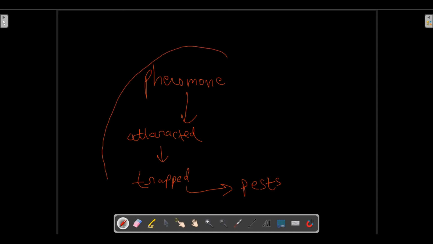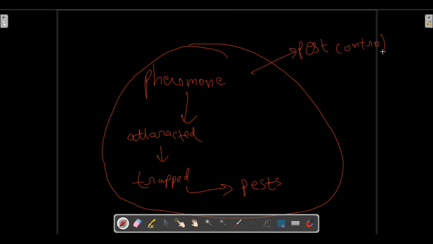This particular method is used by the pest control industry. What they do is that they take pheromone, then insects are attracted towards the pheromone, and then they get trapped. How are they trapped? They are trapped with the help of technology, and thus we get rid of these pests in this manner.